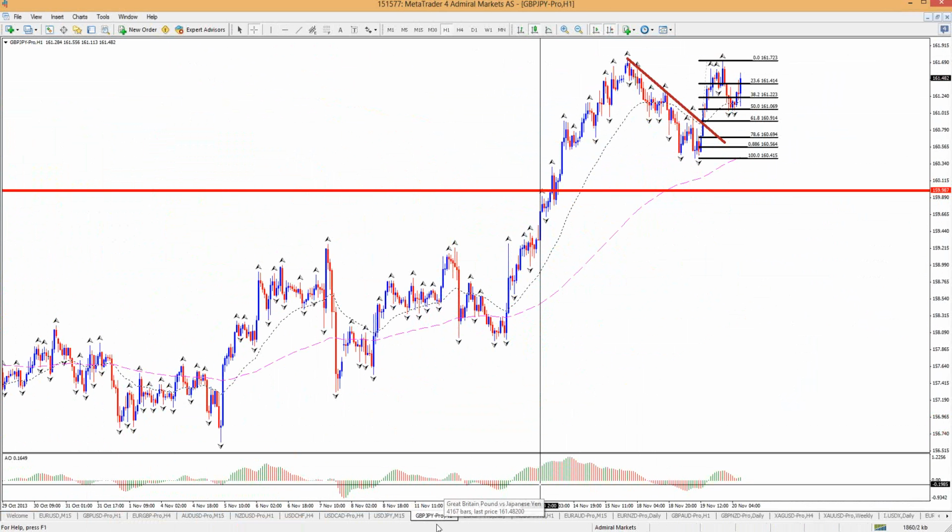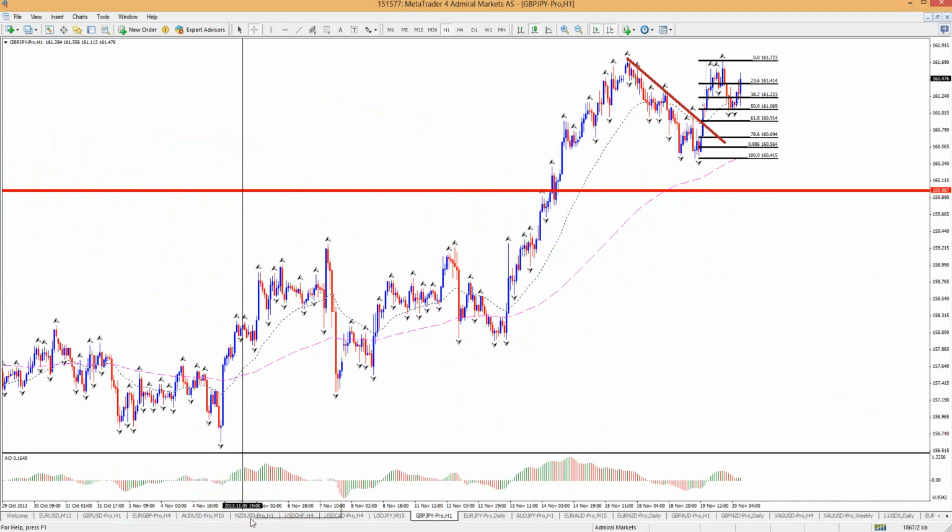But this has the pound, of course, in it, so we have to be careful with that. The news announcement, of course, will influence this pound yen almost probably just as much as the pound dollar, so be careful of that. But that was a good breakout trade yesterday with this trend line break.